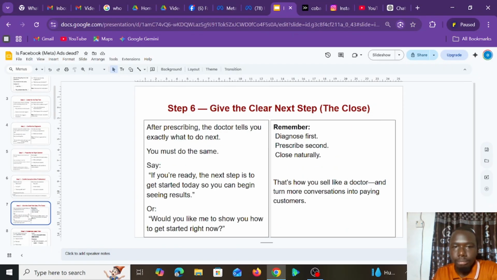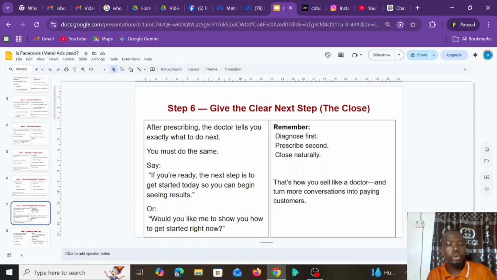Right? So step 6, which is the final step, give the clear next step. After the doctor has prescribed the drug for you, they will tell you exactly what to do. They can tell you, okay, go to the pharmacy down the hall, give them this prescription and buy the drug. So the doctor tells you exactly what to do. That's what we call call to action in the sales process. You must tell your prospect what to do.